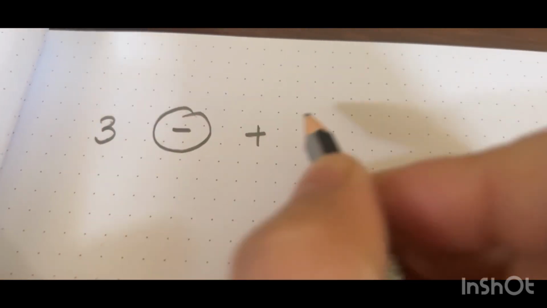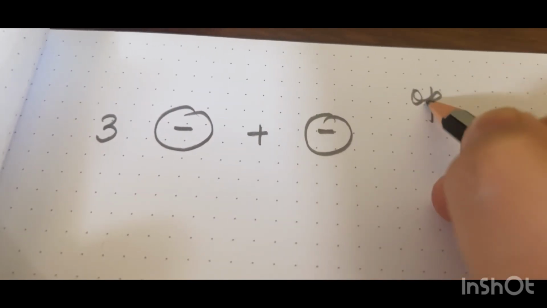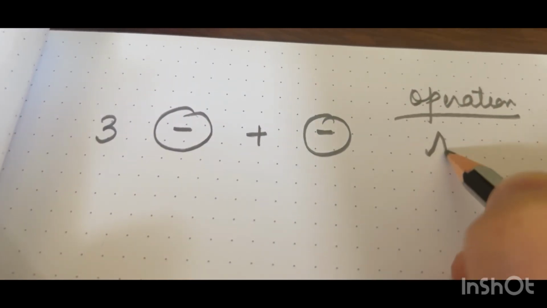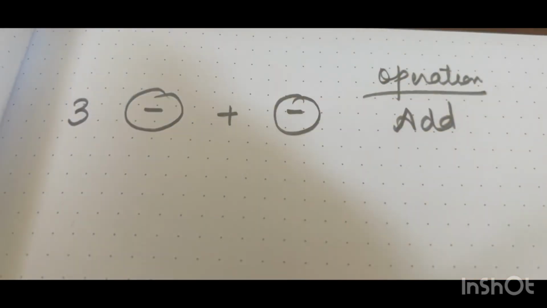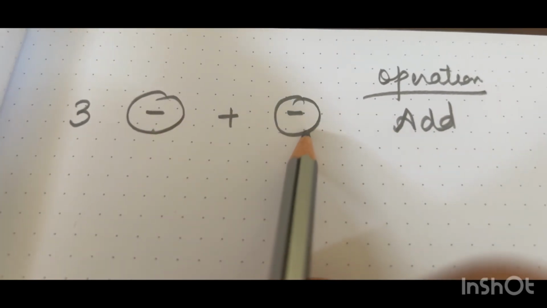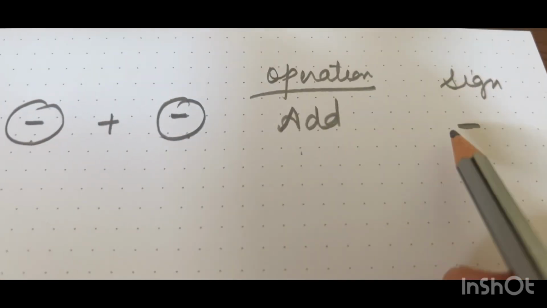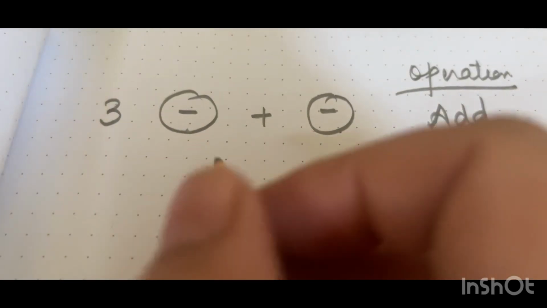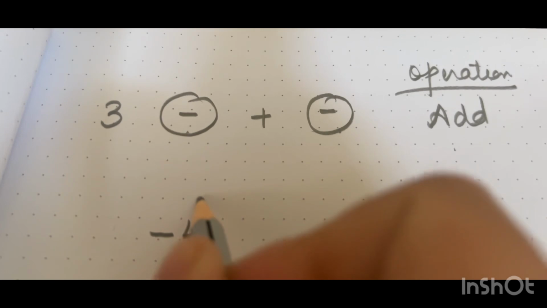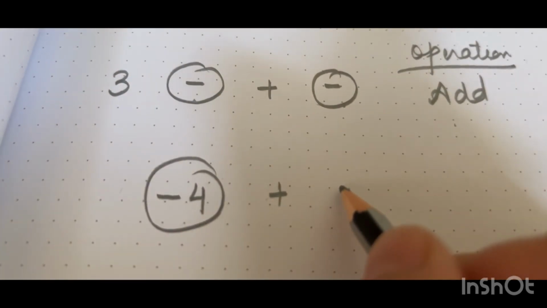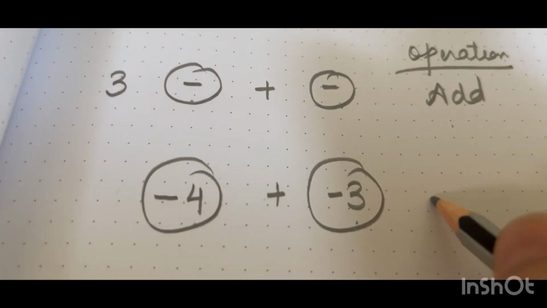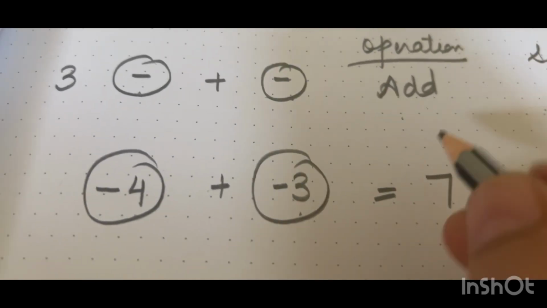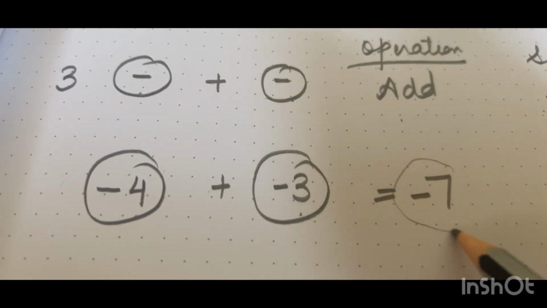Now the third rule says, if we are adding both negative integers, the operation we apply is that we are going to add them, and the sign here will be minus. If we are adding both negative integers, we add them, and the sign we put is minus. Here I'll show you with an example. Suppose I am taking minus 4 plus minus 3. What are we going to do? We are going to add them. 4 plus 3 is 7, but the sign we put is minus. So the answer will be minus 7.